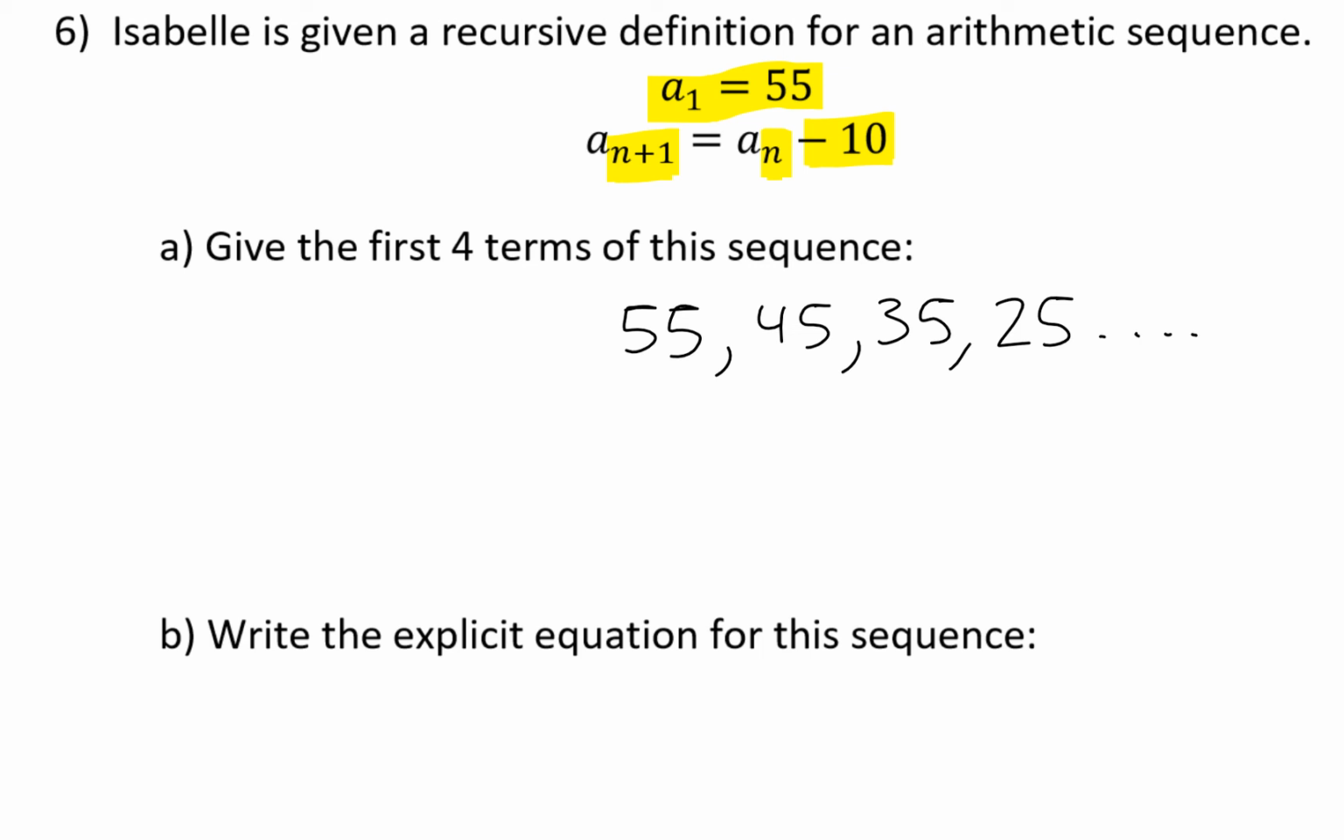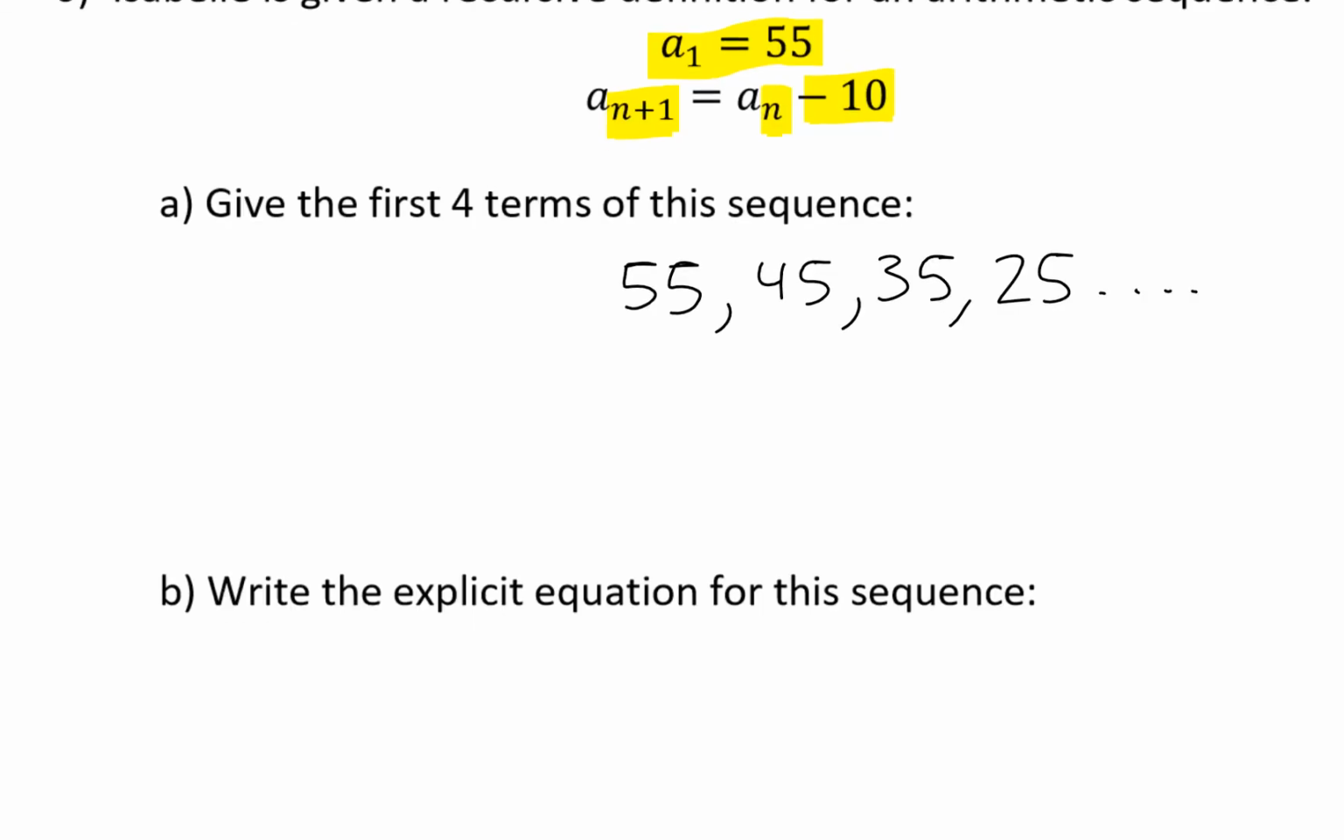And then finally it says write the explicit equation for this sequence. So two things. I do need to know my zeroth term. So I always like to put this line here because this is not part of the sequence, because this is the first term in the sequence. But the term that would come before that would be 65. I just added 10 to get that. So there's my zeroth term.